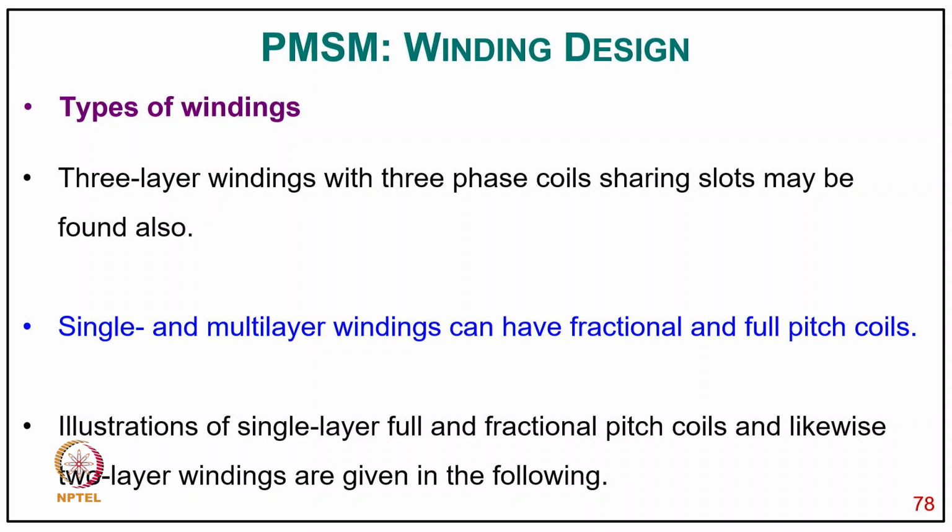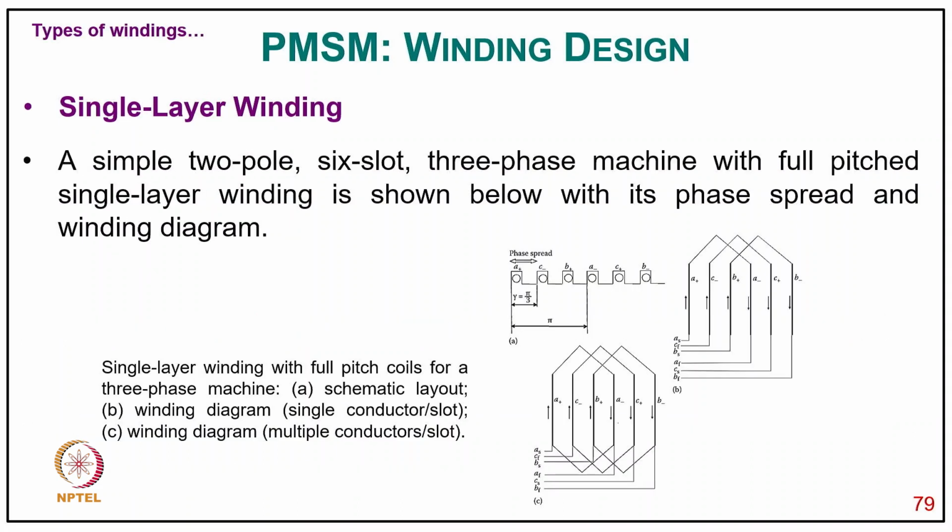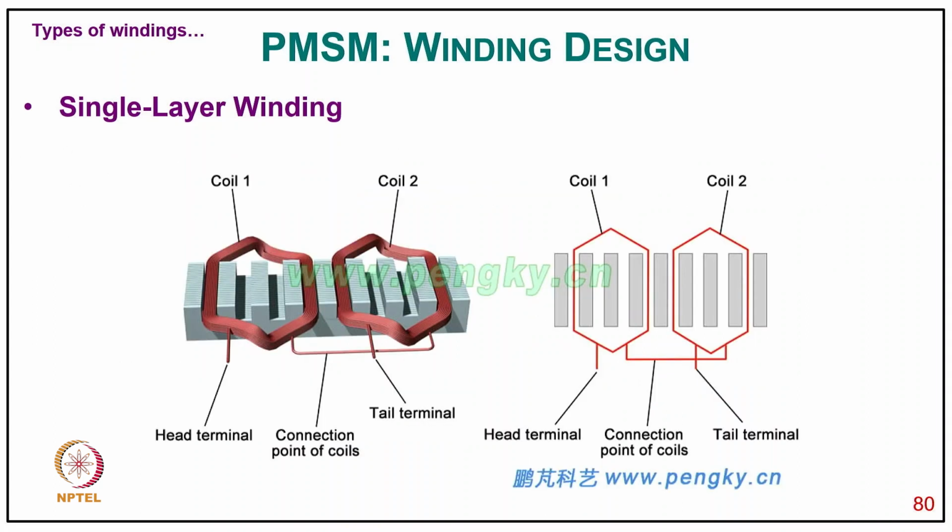An illustration of the single layer full or fractional pitch coils, and likewise the two layer windings, is given in the following figure. You can see here a single layer winding, a simple 2 pole 6 slot 3 phase machine with full pitch single layer winding, shown below with the phase spread and winding diagram. In single layer we can have a 180-degree phase spread only, as shown in the winding. Here are the schematic layout, the winding diagram with single conductor per slot, and the winding diagram with multiple conductors per slot. You can see how this single layer winding physically looks, with coil 1 and coil 2, the end heads and the terminals.